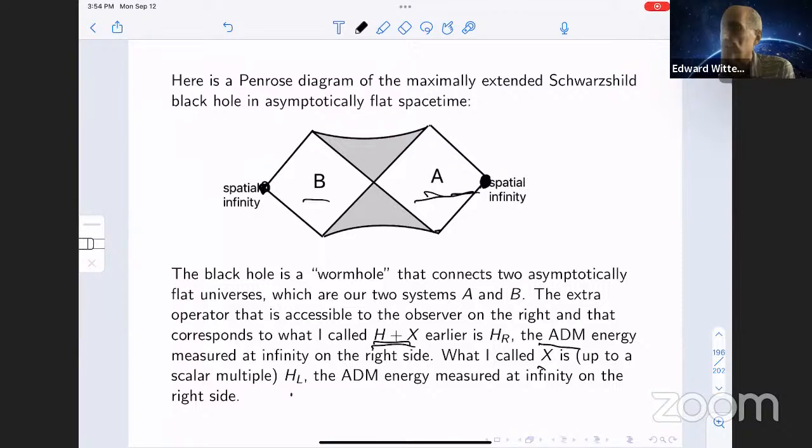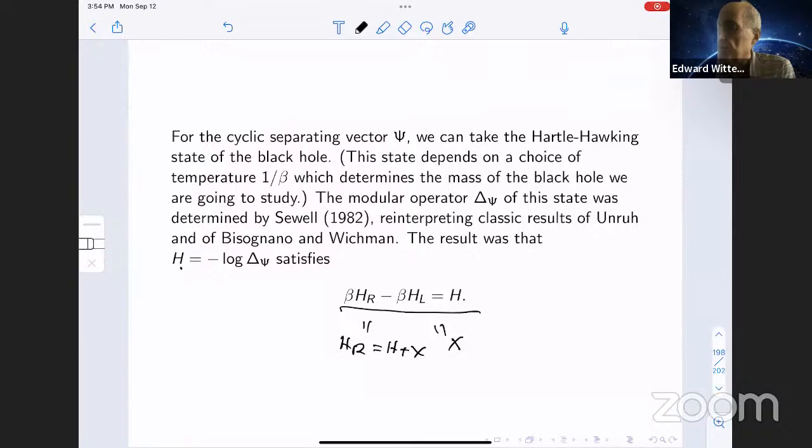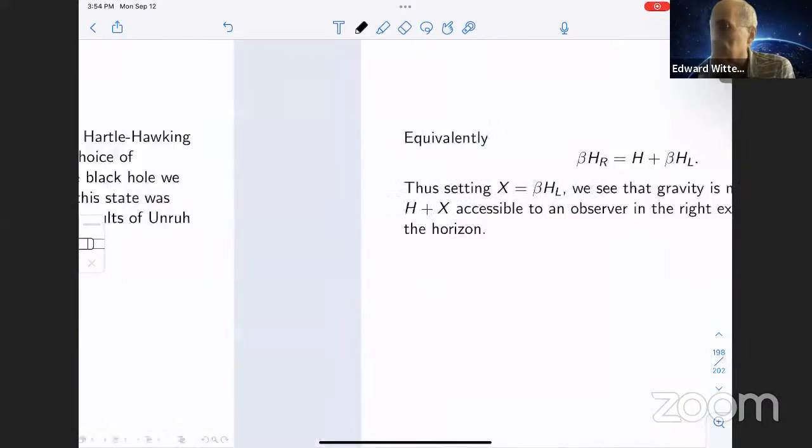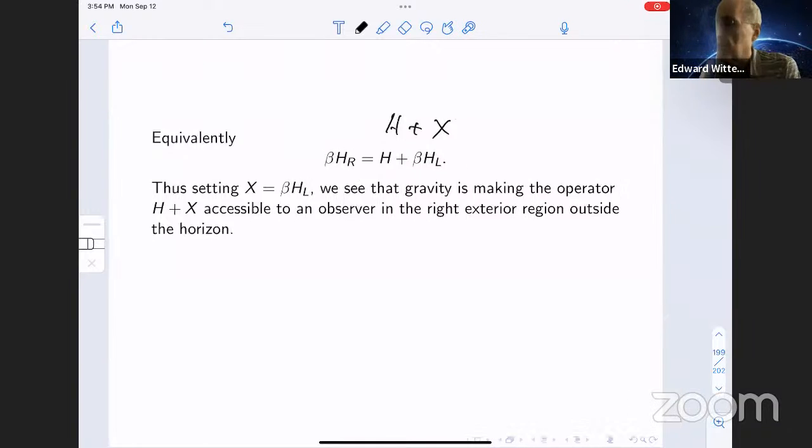In ordinary quantum field theory, to define the energy, you'd have to integrate over all of space. And then it would receive contributions on both sides of the black hole. So what gravity does for us, in ordinary quantum field theory, we'd have the operator h. But with gravity, we can separate h, the total energy, as something measured at infinity on one side, minus something measured at infinity on the other side. So gravity is making the operator h plus x accessible to the observer on the right side outside the black hole.